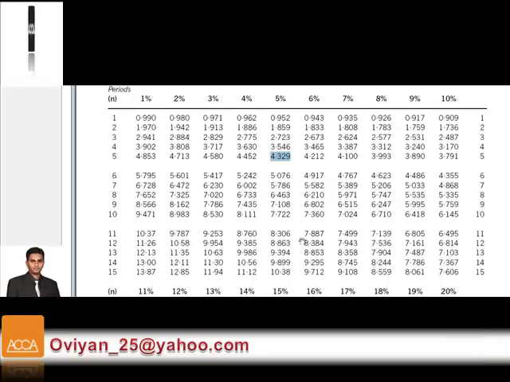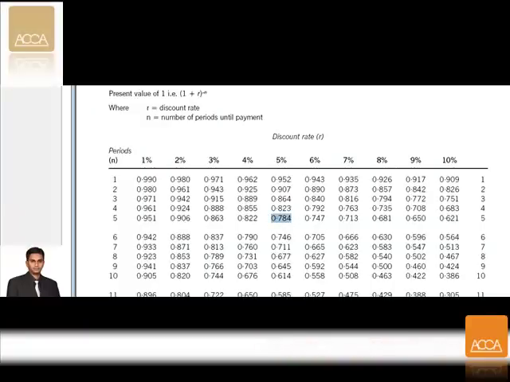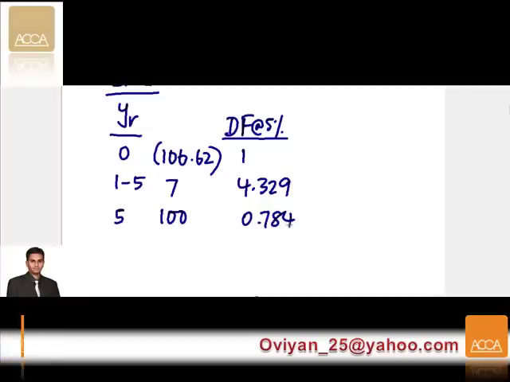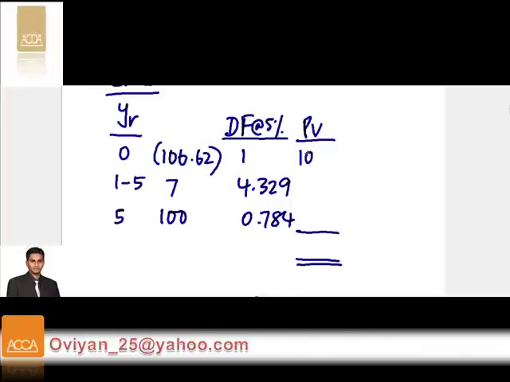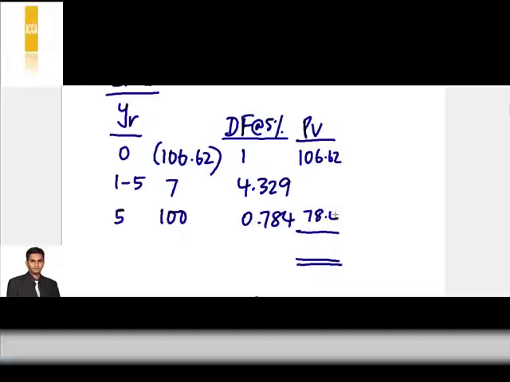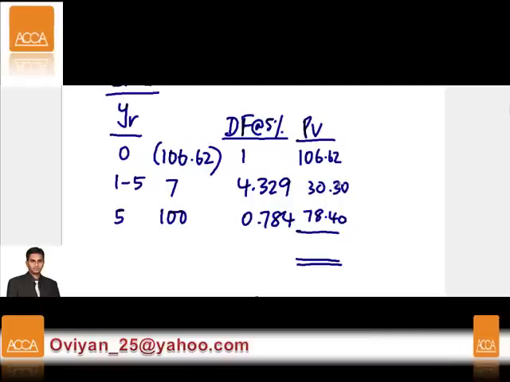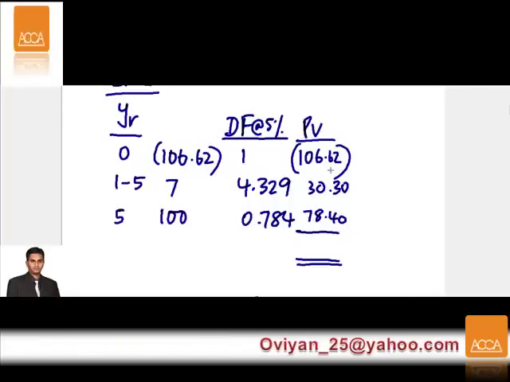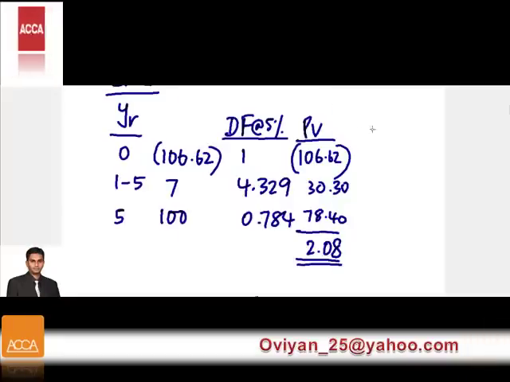And moving on, the discount factor for 5% for 5 years is 0.784. I'm using 3 decimal places. So you're going to have the first table worked out, with the present value. 106.62, then 78.40, and 7 multiplied by 4.329 gives you 30.30. So 106.62 minus 30.3 minus 78.4, you're going to get 2.08 positive.